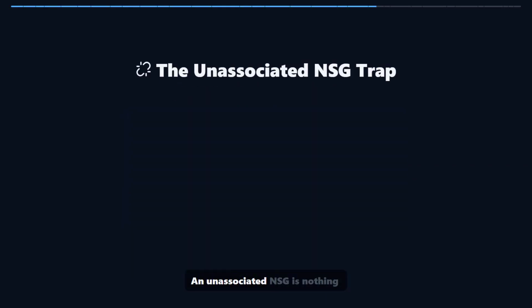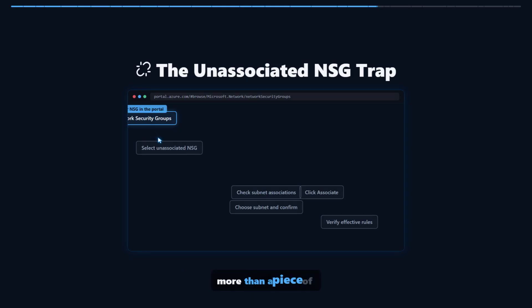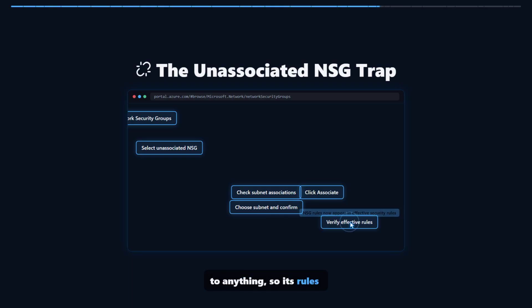An unassociated NSG is nothing more than a piece of paper. Open any NSG that shows 0 subnets, 0 NICs. It hasn't been linked to anything, so its rules don't apply. Click Associate, hook it to a subnet, and only then do those rules go live. Check the effective security rules on a VM to confirm you're protected.